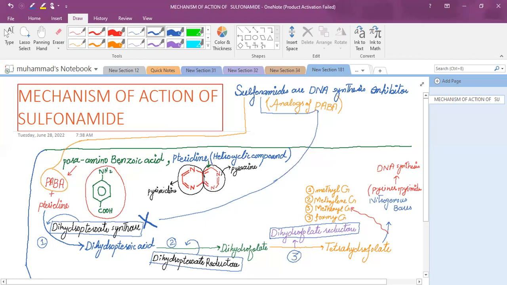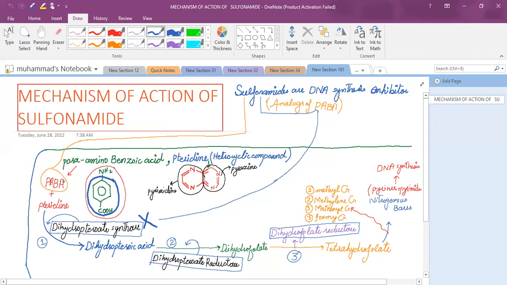So let's recap. In the bacterial cell, there is para-aminobenzoic acid and pteridine. Para-aminobenzoic acid is just like that. Benzoic acid, and if we introduce the amino group at the para position of the benzoic acid, it becomes para-aminobenzoic acid. And the other compound is pteridine, which is a heterocyclic compound. It is made up of two fused rings. One is pyrimidine and the other one is pyrazine.